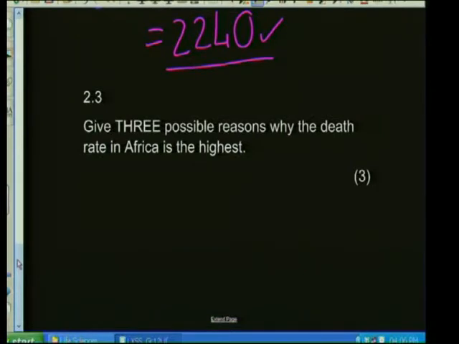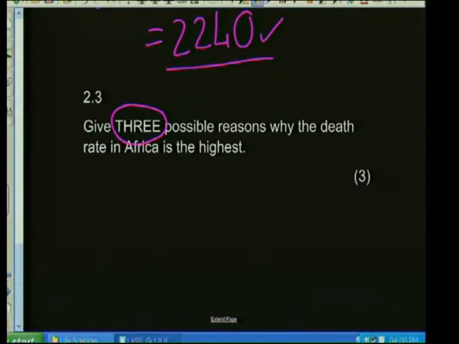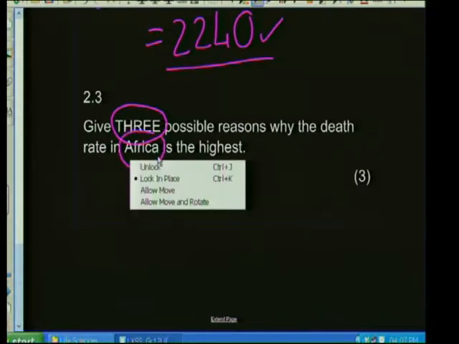Now interpretation comes over this. They asked you to give 3. What did I say? When there is a number in capital letters, they're only asking for 3. They are only going to mark the first 3. If you write down 6 and your first 3 are incorrect and your last 3 are correct, they are not going to mark it. The marker's instructions are very clear: mark the first 3 answers only. Now, give 3 possible reasons why the death rate in Africa is the highest.